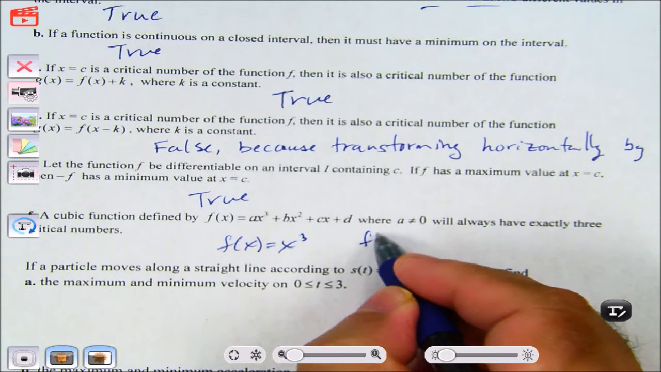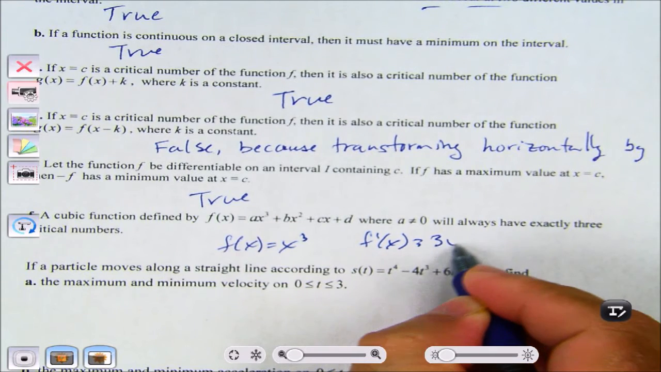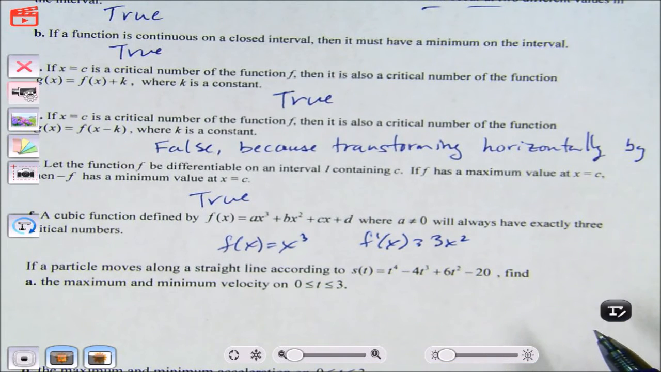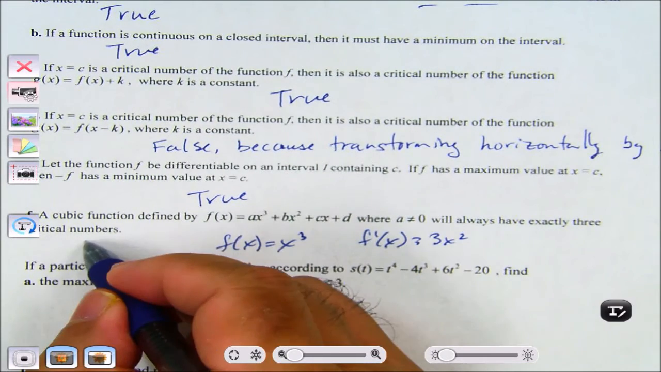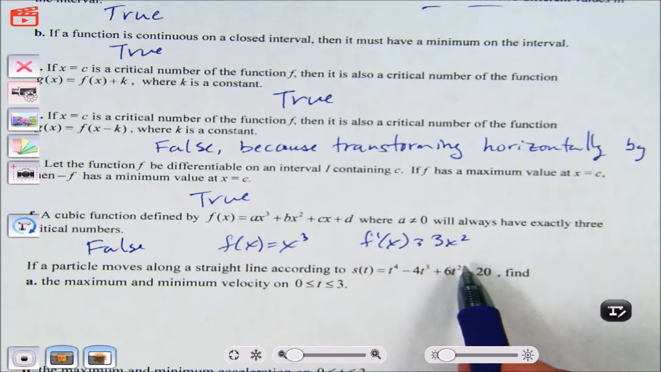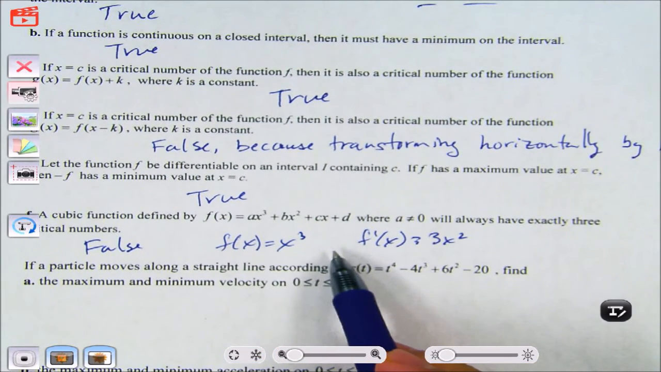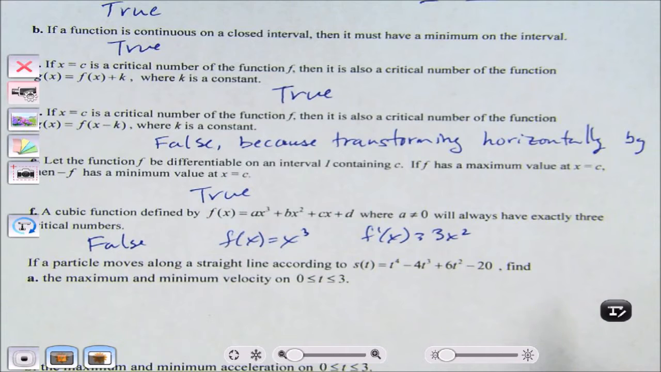Right, because if you take the derivative, it's 3x squared. How many zeros does that have? One. Right. So it says always have exactly three, and so that's false. So here's the counterexample. This only has one critical number.